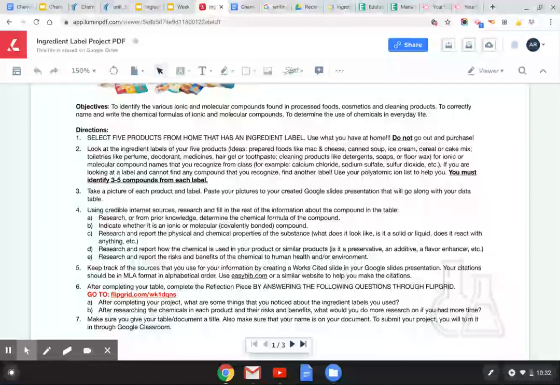Once you have your 5 products, you're going to look at your ingredient label, and you're going to try to identify 3 to 5 compounds for each label. So you may have Ritz crackers as one of your products. You may have hair gel as your second product. You have to identify 3 to 5 compounds on the Ritz crackers ingredient label, and then 3 to 5 compounds from the hair gel. Okay, you're going to take a picture of each of those products and their ingredient label, and you're going to be putting those pictures into a Google Slides presentation that you will be creating.